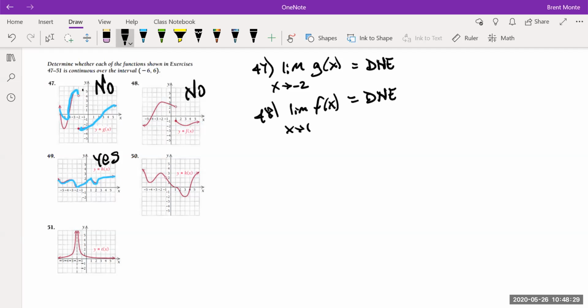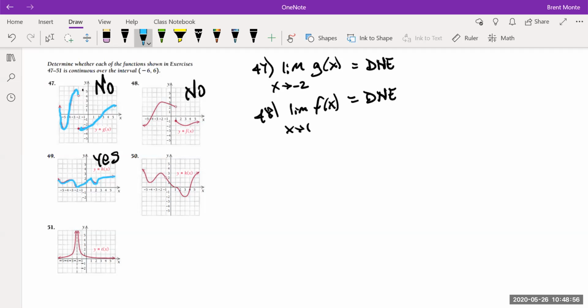Now notice, look back at 47. We said this isn't continuous over the interval, but what we have to realize is if I'm going through here, the function's continuous here and here and here and here and here and here and here and here, not there. So it's continuous from -6 to -2. And again, from -2 to 6, it's just not continuous at -2.